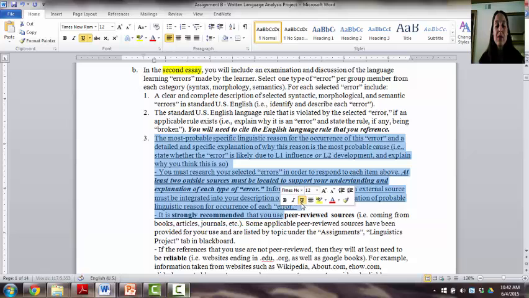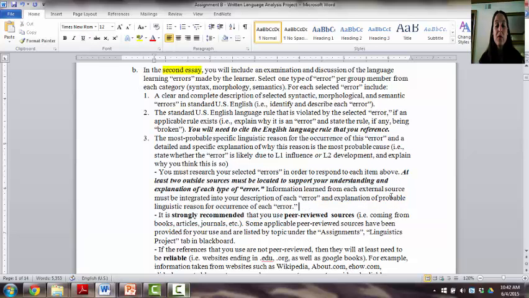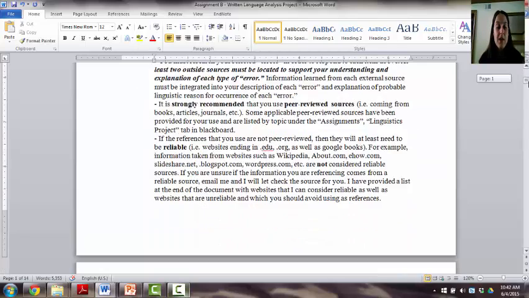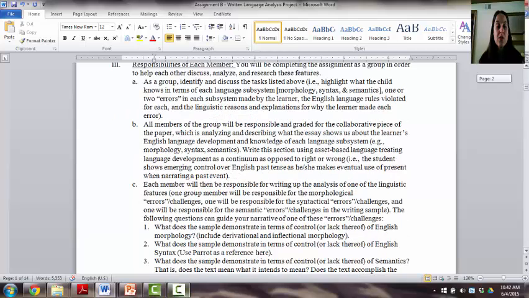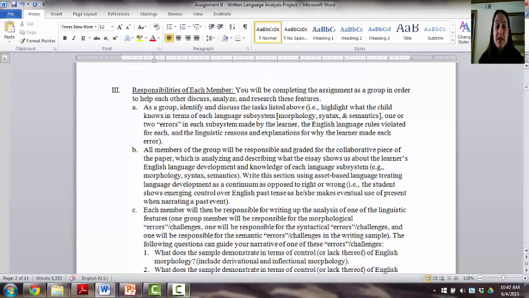We're going to go over number 3 in a couple of weeks. What I would like you to focus on is finding the error and being able to find the accomplishments and describe them appropriately using your terminology. Okay. If you keep going down this document, you'll see a third section called responsibilities for each member. You will be completing the assignment as a group so that you can help each other to discuss, analyze, and research the features. So as a group, I want you to discuss the tasks that are listed above.